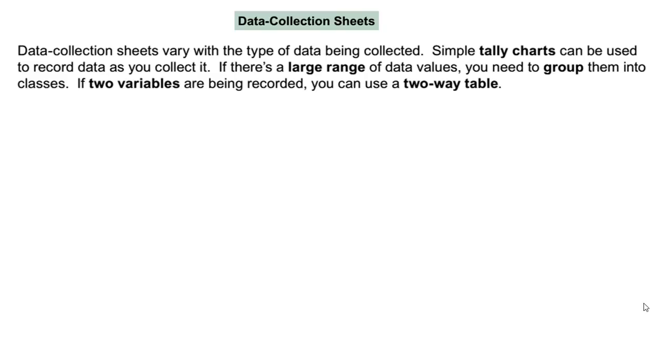Okay. What we're going to be doing now is to think about how you're going to record the data that you're collecting. We've been talking about data collection, and today we're going to be focusing on how you're going to record it. In what form are you going to record the data? Usually, you can use tally charts to record the data, or sometimes if you've got two sets of data or two variables being recorded, you can always use a two-way table, right?